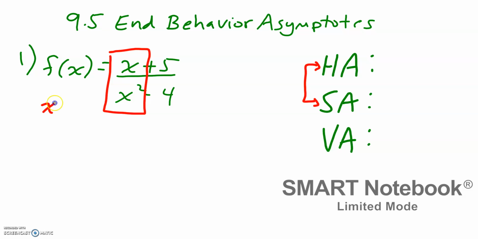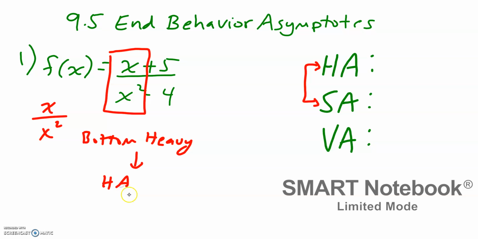So in this case, we have an x on the top and an x squared on the bottom. So if you think about end behavior, this would be considered bottom heavy because the exponent of the denominator is larger than the exponent of the numerator. And whenever you have something that's bottom heavy, that leads to having a horizontal asymptote, because if you're taking a big number and dividing it by an even bigger number, you are approaching 0. Think about it, if you took 100 and divided that by 100 squared, which is about 10,000, 100 divided by 10,000 is 0.01, which is really close to 0.